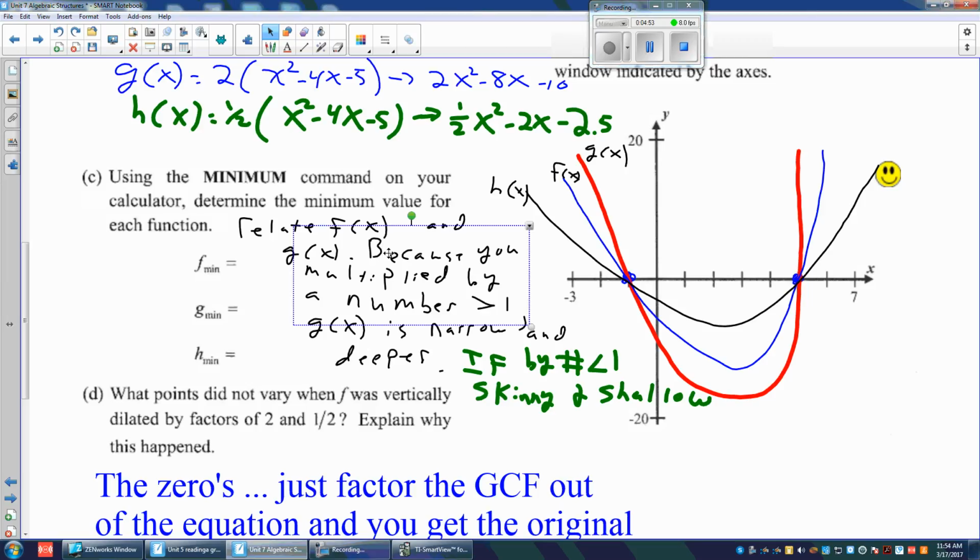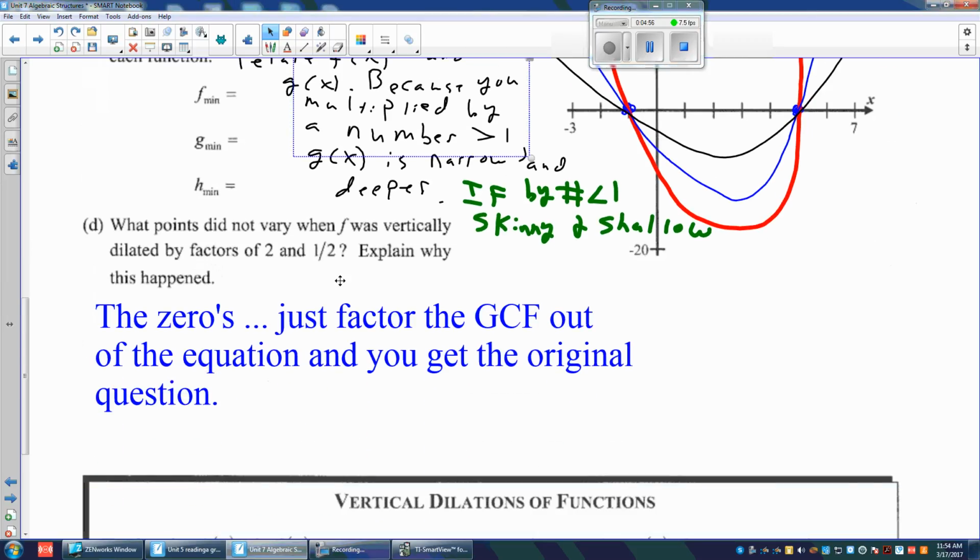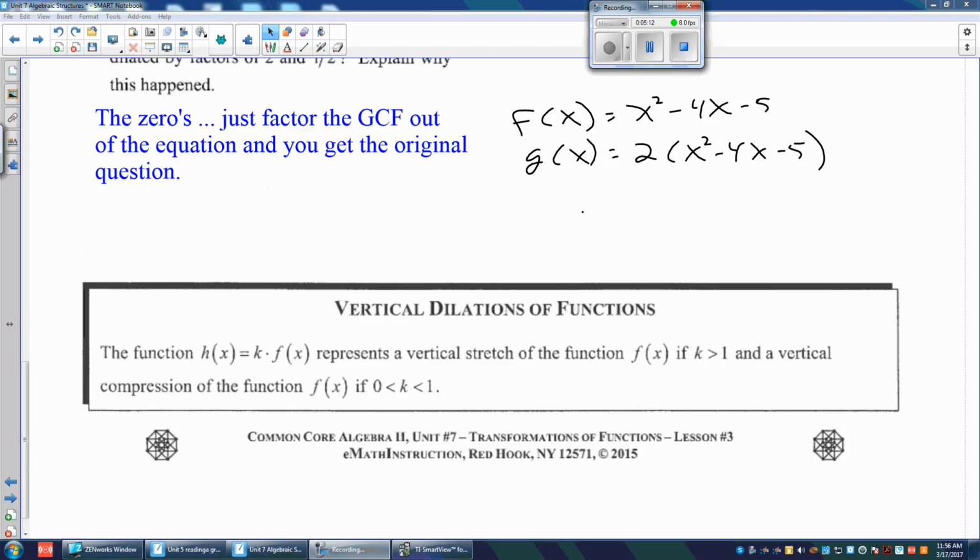Okay, now, what points did not vary when f was vertically dilated by a factor of 2 and 1/2? The zeros where it crosses the x-axis. How can we prove it? Just factor the GCF out of the equation and you get the original problem. So let's take a look at that. Oh, of course it is, because that's exactly the same work that I did to find g of x. I distributed the two. Now I just factored it out. Those two things are the same. Sorry about losing my voice.